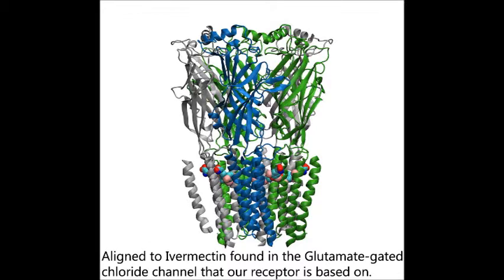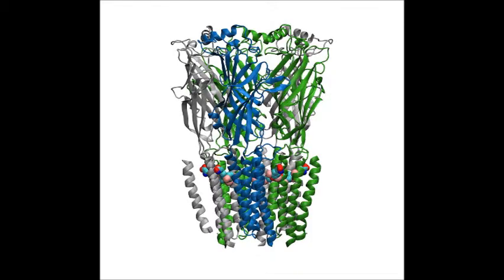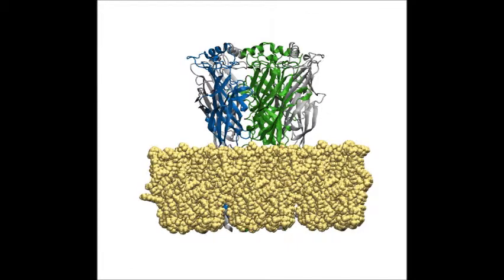We hypothesized this is the site for neurosteroids because the crystallized structure of the chloride channel that we base our simulations on contains a molecule called ivermectin at this site. Ivermectin is a drug whose structural groups and function are similar to those of neurosteroids. Once T3 is aligned, we place the pair into a bilipid membrane and surround it with water and ions. This way our simulations mimic the interactions that would be present if it were in an actual cell.